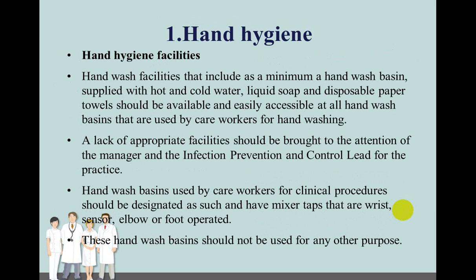Hand hygiene facilities. Hand wash facilities that include as a minimum a hand wash basin supplied with hot and cold water, liquid soap, and disposable paper towels should be available and easily accessible at all hand wash basins that are used by care workers for hand washing. A lack of appropriate facilities should be brought to the attention of the manager and the infection prevention and control lead for the practice.